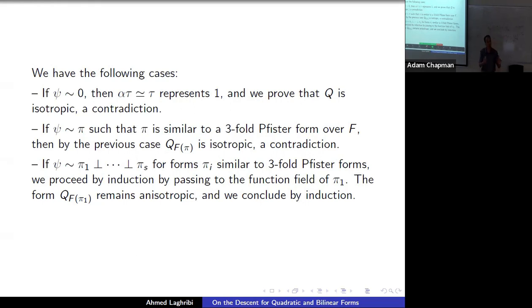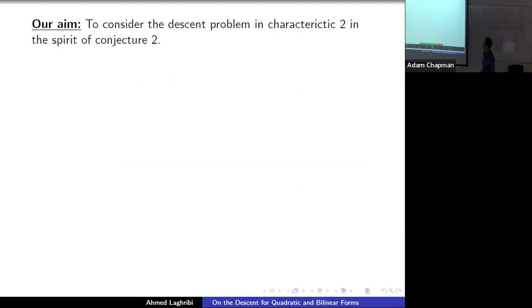In fact, Bruno Kahn proved something very strong. He proved that s is at most 2, but we don't need it. Okay, this is an example of how to produce some unramified Witt class which does not come from F.